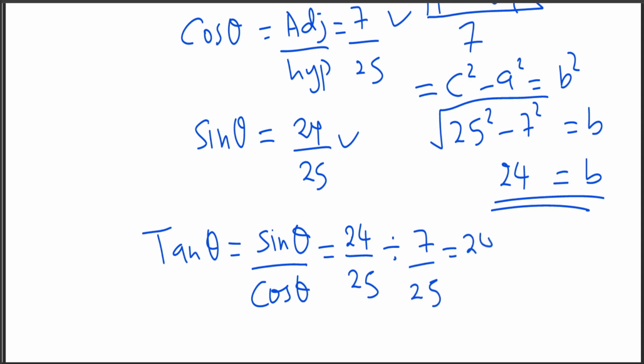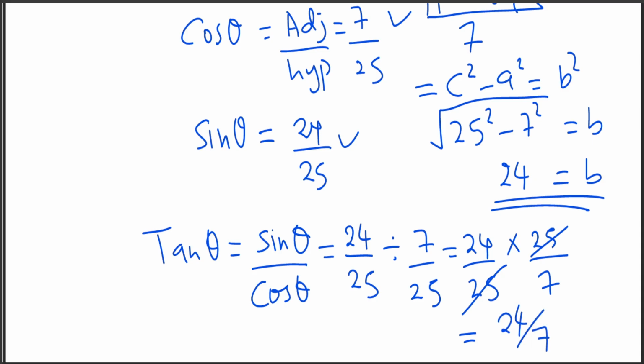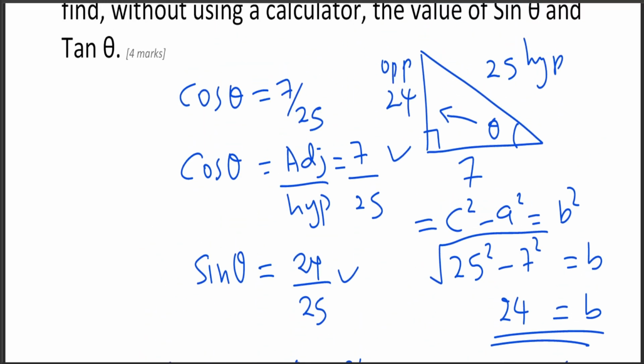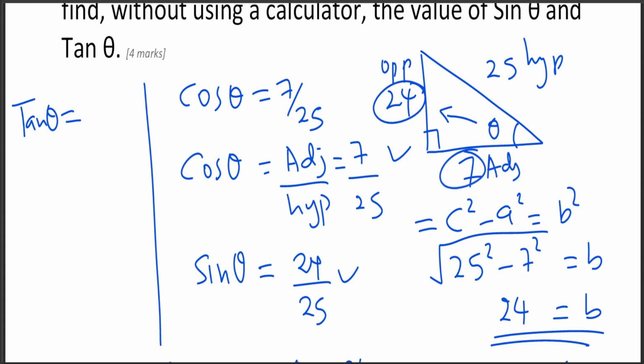So 24 over 25, division turns into multiplication, but you're going to do the reciprocal of 7 over 25, which is 25 over 7. 25 cancels out, and you're going to remain with 24 over 7, and that is your answer. So another way, you can use the triangle itself. So tan theta, we know it's opposite over adjacent. So opposite is 24, adjacent is 7. So it's equal to 24 over 7 as well.